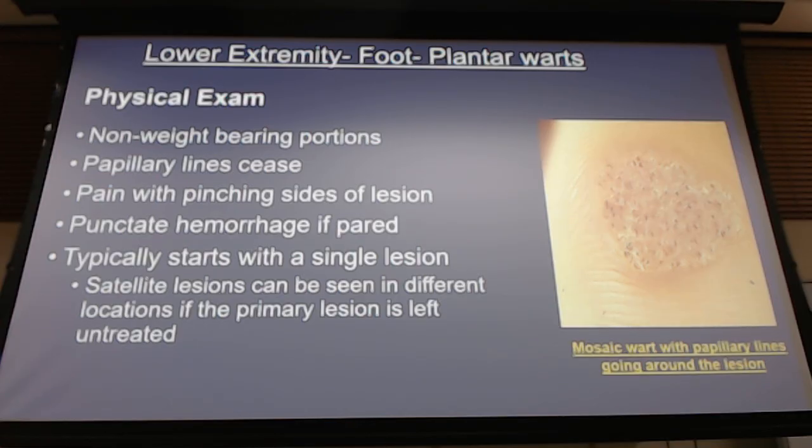If you leave one lesion around for too long, and you don't treat it properly, it may invade the entire surface of the foot. Worst case I've seen, a patient who'd had this for a long time, an older gentleman, came in and the entire bottom of his foot was covered in plantar warts. Very nice guy. He was.